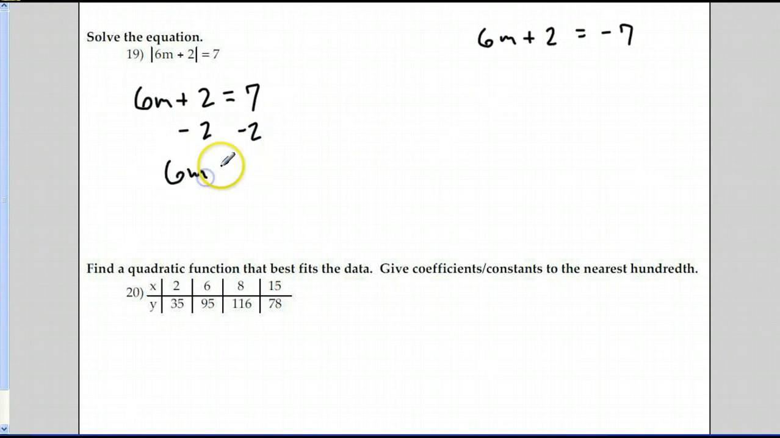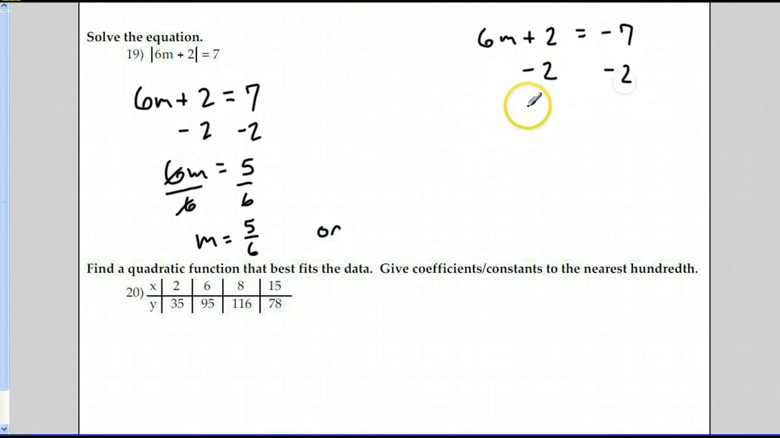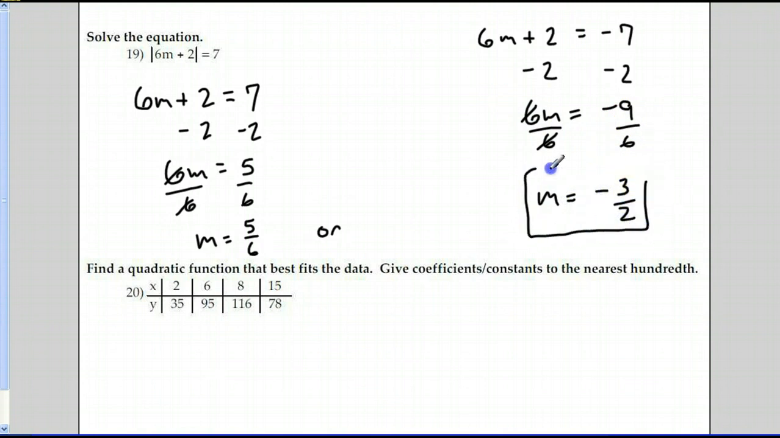Alright, and then isolate the m in both of these. Alright, divide by 6. So we get m equals 5/6 as one solution. Or subtract 2. 6m equals -9. Divide by 6. M equals, this reduces to -3/2. So there's our two possible solutions, 5/6 or -3/2.